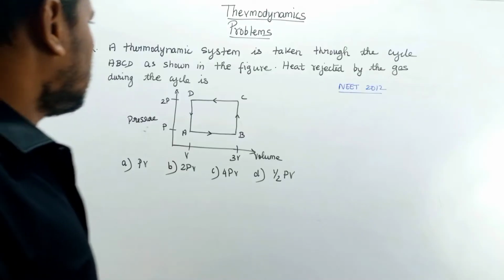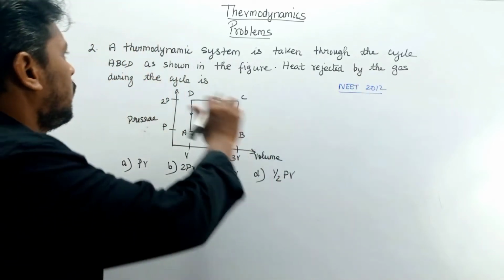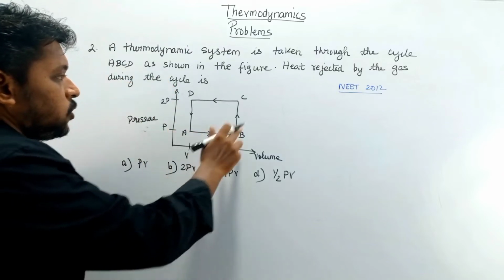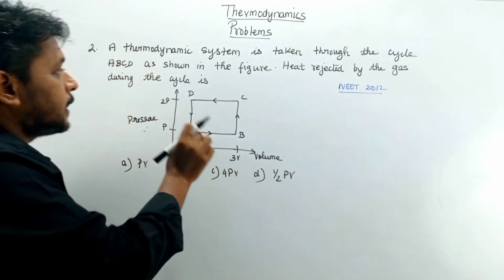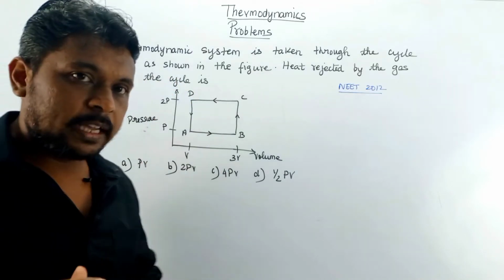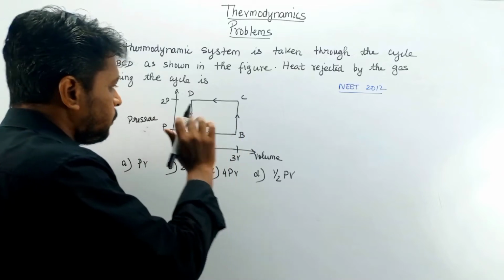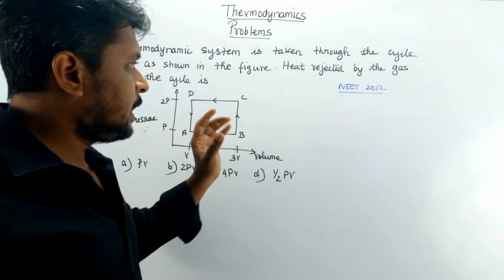Okay, so the second problem, which was asked in NEET 2012. See the question: a thermodynamic system is taken through the cycle ABCD, so we have a cyclic process here, as shown in the figure. Now the heat rejected by the gas during the cycle is what we have to find. Here they have given the PV diagram, the pressure volume diagram. So we have to find the heat rejected.